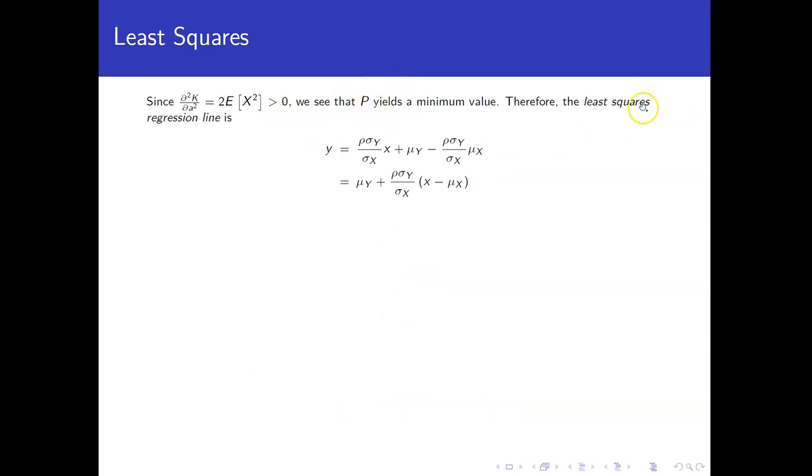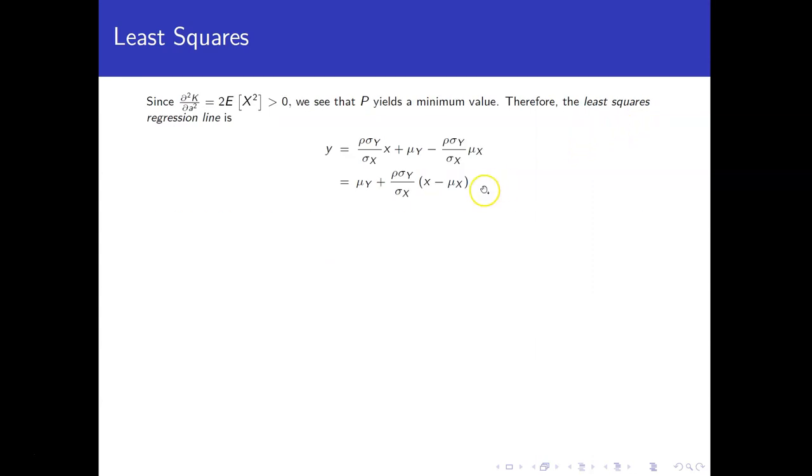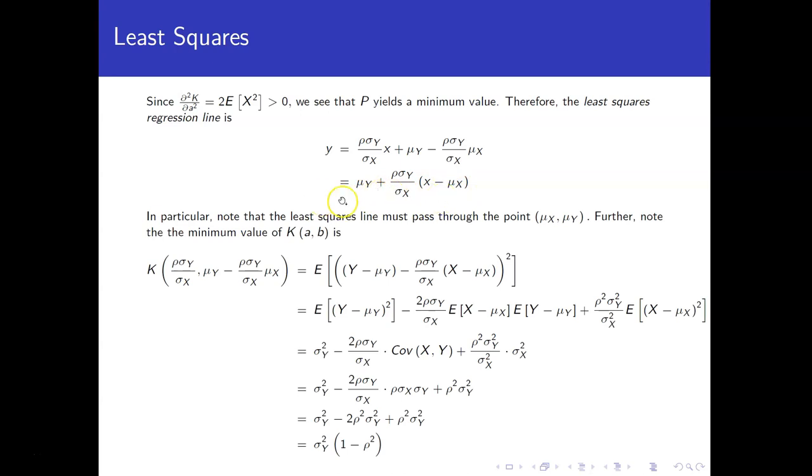So we get what's referred to as the least squares regression line. Again, the least squares comes from the fact that we're minimizing a square of a distance. When we plug those values in, we'll get y equals the a value times x plus the b value, or rearranging, we can write it as mu sub y plus correlation times the quotient of the standard deviations times x minus the mean for x. So in particular, notice that the least squares line has to pass through the point that is the mean of x and the mean of y. That's kind of a cool little property.